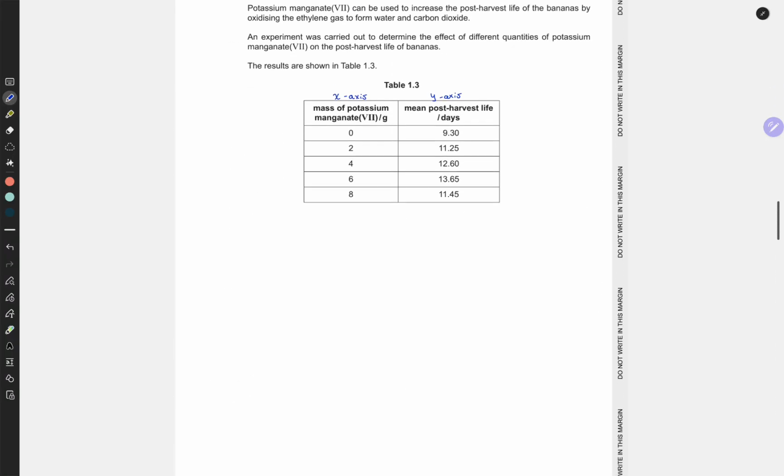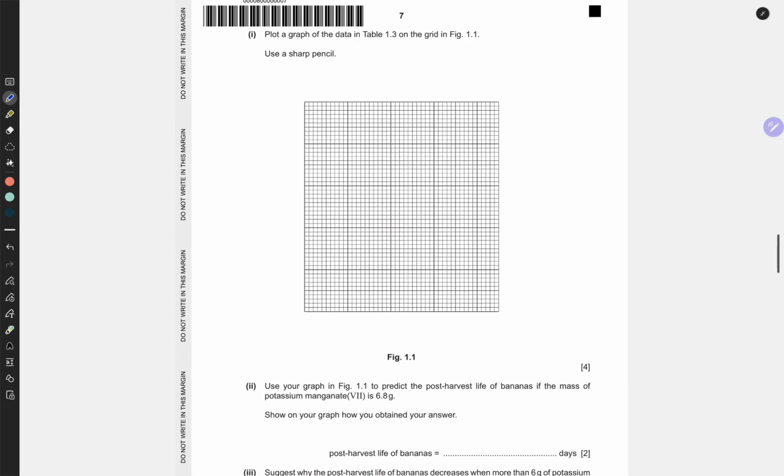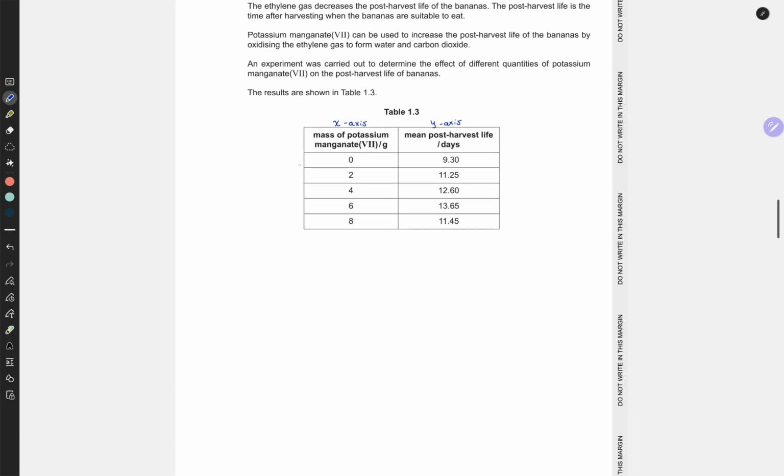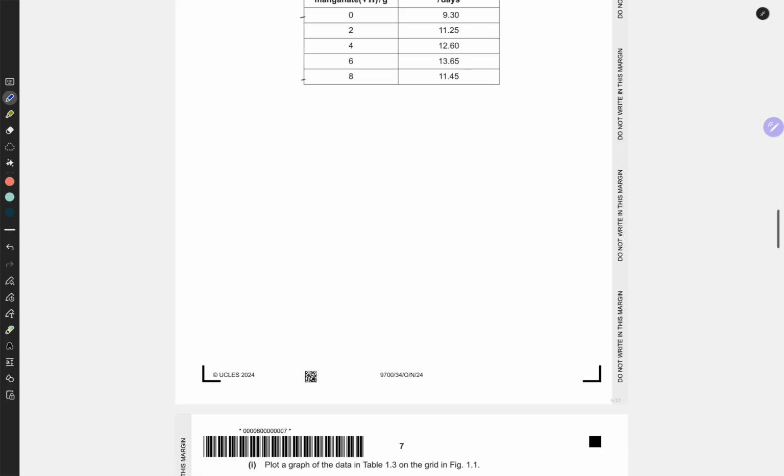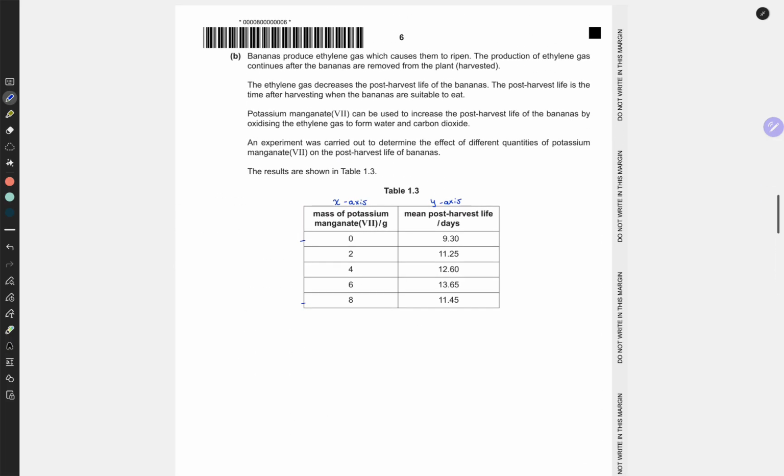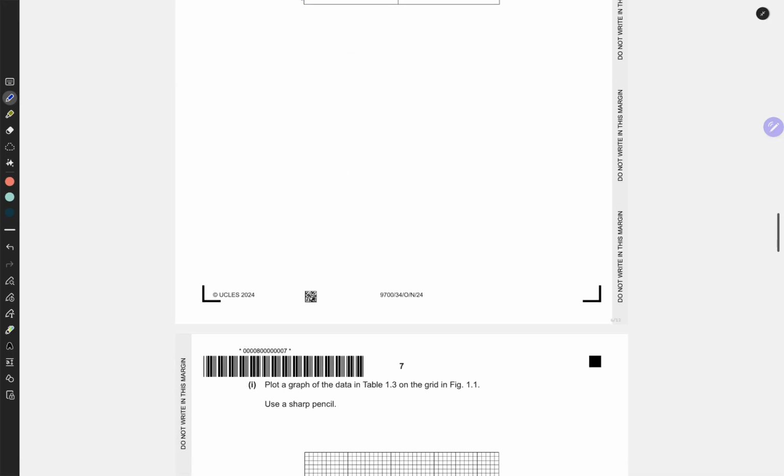To the table, the x-axis starts at 0 and ends at 8. You have 1, 2, 3, 4 divisions. Of course, you have to start at 0. So 0, 2, 4, 6, 8. Yeah, you can do it like that. It will be in the range, the minimum and the maximum. And of course, don't forget to label it. Mass of potassium manganate 7 in grams.